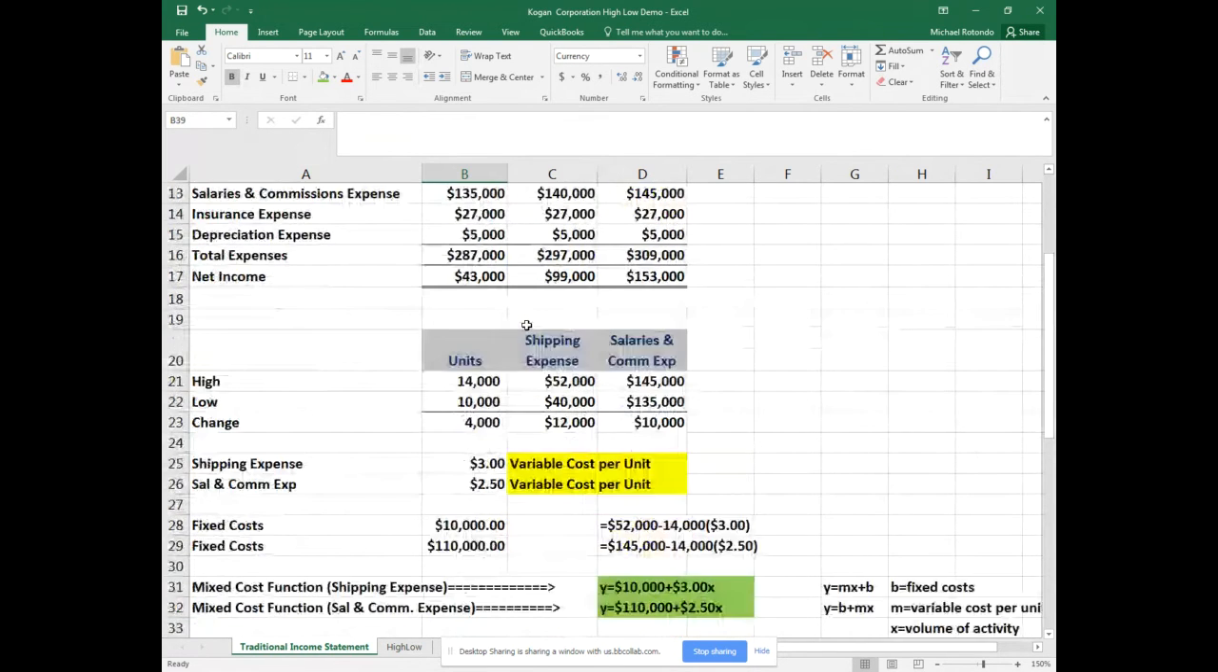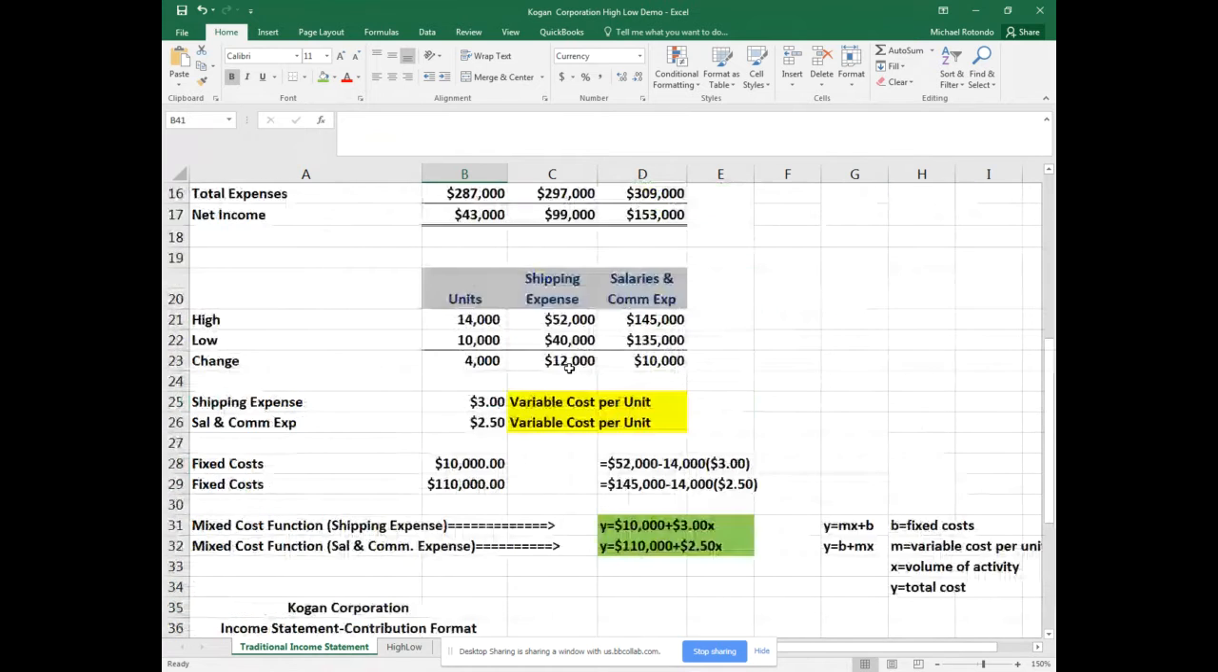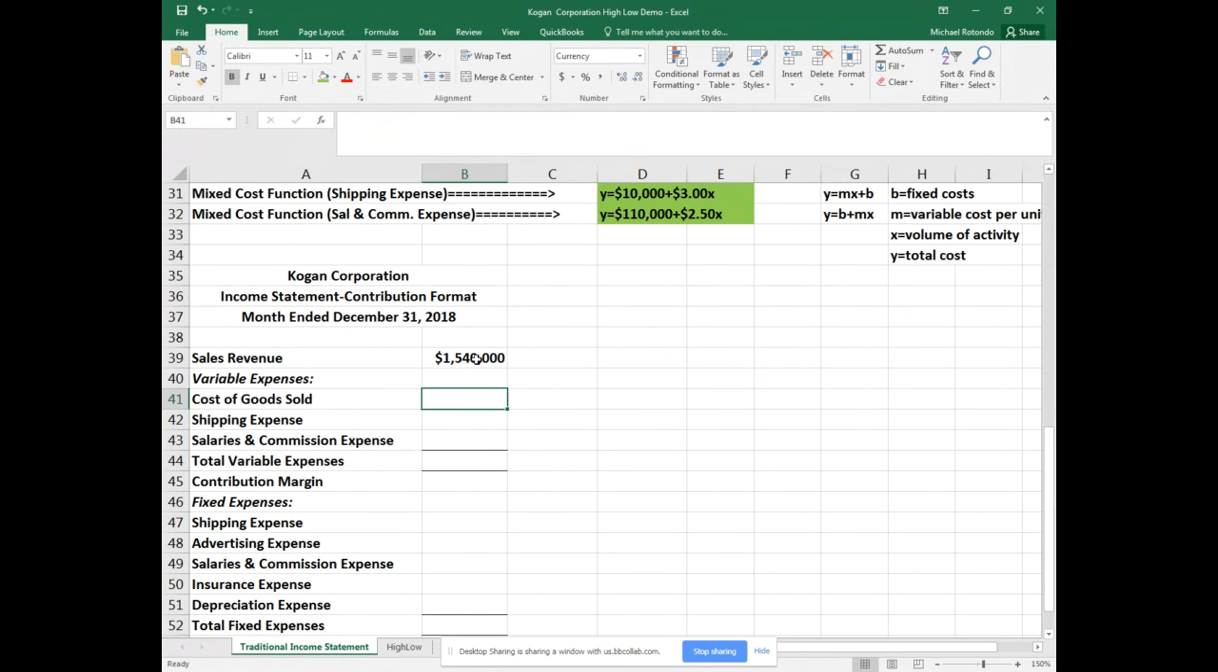So we have $1,540,000. Our variable expenses include cost of goods sold, which was $1,078,000. Remember, when we do a contribution margin format, we're not getting gross profit or gross margin. We're taking sales minus our variable expenses to give us contribution margin.